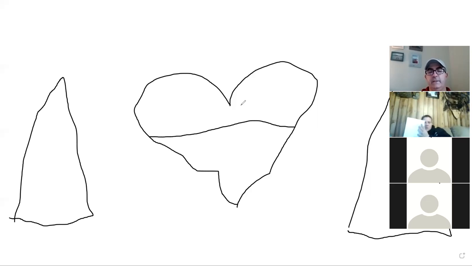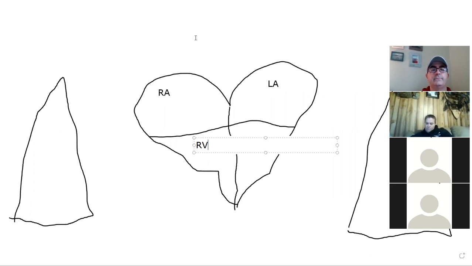The heart itself is made up of 4 chambers. So I'm going to divide the heart into 4 chambers. The 2 upper chambers are called atria, right? So this is the right atrium and left atrium. The 2 lower chambers are called ventricles. Right ventricle. And this is the left ventricle.